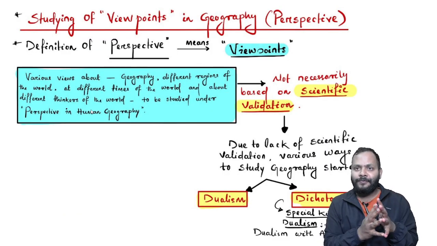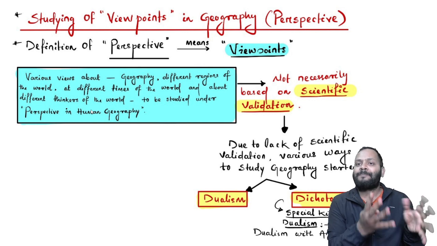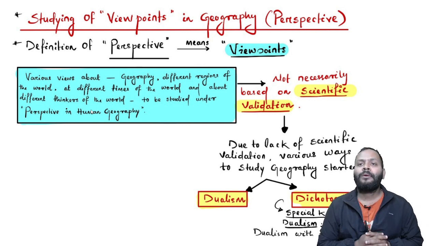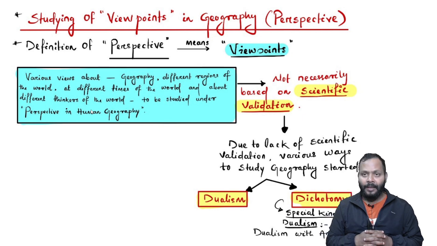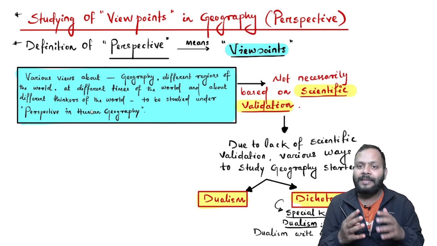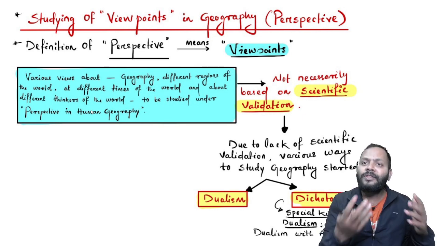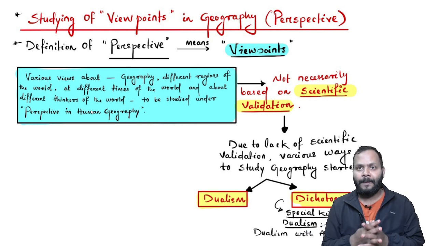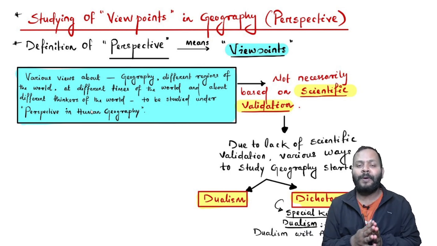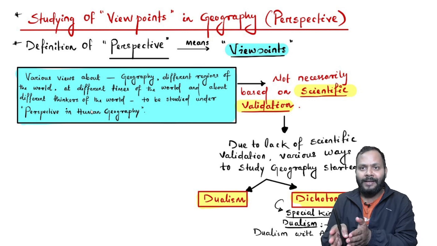The first part of this, we are discussing the perspective part of human geography. What do you understand by perspective? When I say perspective, these are viewpoints. Who is having the viewpoints? Thinkers. Obviously the thinkers used to have the viewpoints.